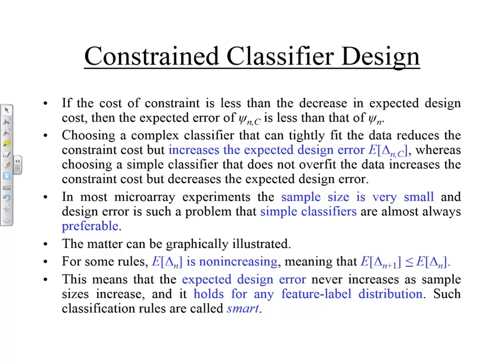So for some classification rules, you can show that the expected value of this design error is non-increasing as a function of n. Meaning that the expected value of delta n plus 1, when you add a sample of size n plus 1, is less than or equal to the expected value of delta n, and so on. So there is monotonicity. This means that the expected design error never increases as sample size increases, and it holds for any feature-label distribution. Such classification rules are called smart.